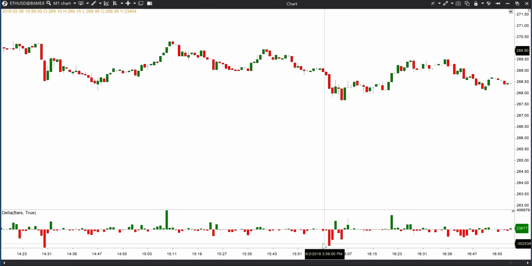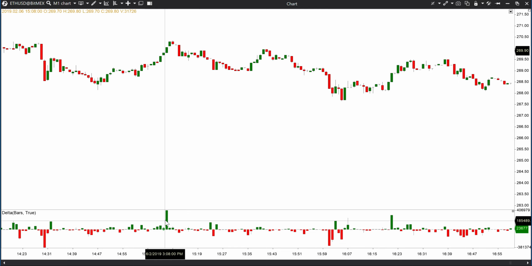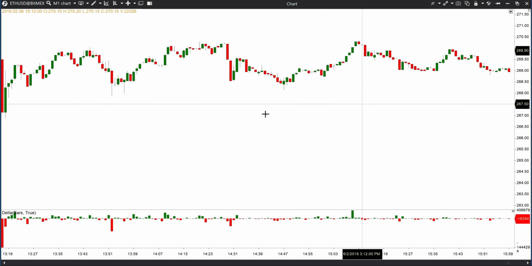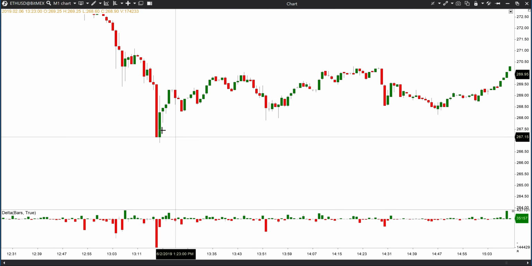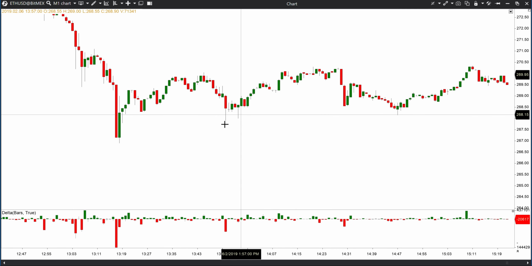Some other examples here of extreme negative delta that does lead to a reversal, extreme positive delta that leads to a reversal, and so on and so forth. Very extreme negative delta that leads to an instant reversal.